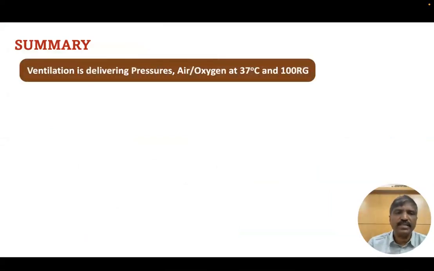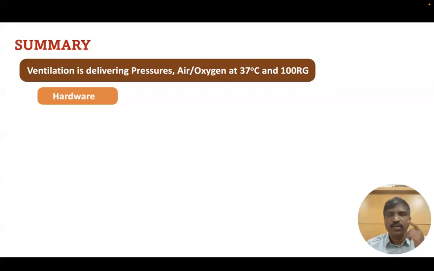So just to summarize, ventilation means delivering pressures, PIP and PEEP, for the required times of TI and TE, delivering oxygen and air in the proportions called FiO2, and delivering at 37 degrees with 100% relative humidity using a good humidifier. For these, all the ventilators have the hardware, which has compressed air, compressed oxygen, blender, FiO2 sensor, flow meter, a closed circuit, and an expiratory valve.